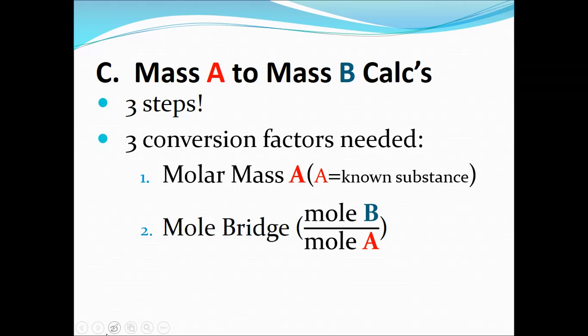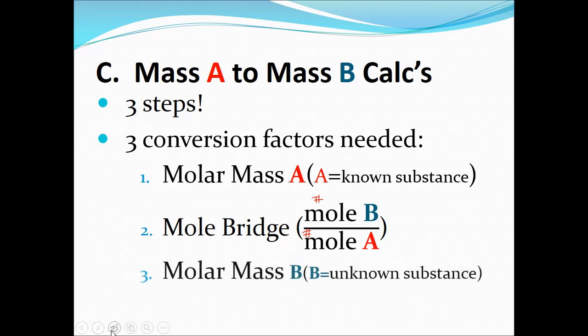The second conversion factor you will need is the mole bridge or the mole ratio. Remember, in your mole ratio, these numbers come from the balanced equation, and they have unlimited sig figs. Also in the mole bridge, moles of A is always on bottom and moles of B is always on top.